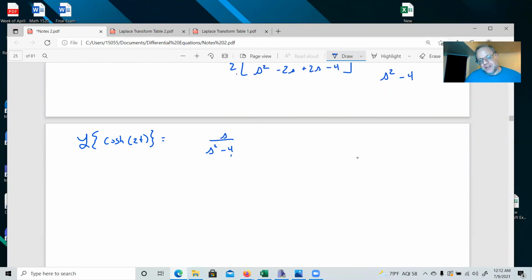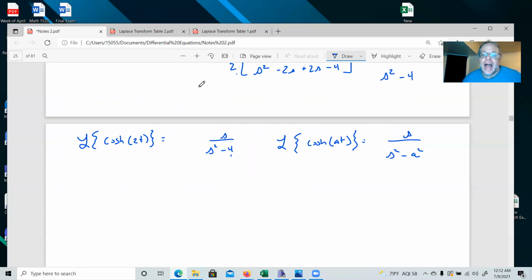This 4 is because of this 2. So if we could generalize this, this is the Laplace transform of cosh of at, to put anything in there you want, or alpha t or whatever, that's going to be s over s squared minus a squared. Okay, that's the Laplace transform of this.